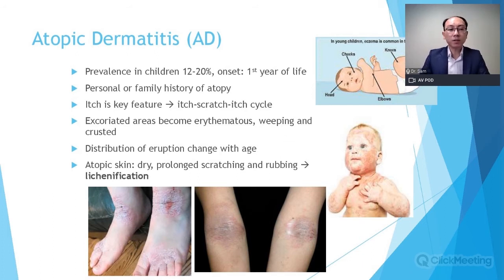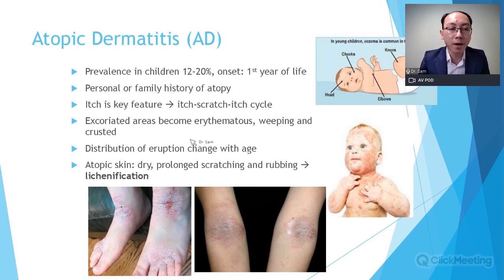Atopic dermatitis normally is multifactorial. It can be due to personal factors, environmental factors, or even genetic factors. Most of the time, these patients may have a strong family history of atopy. So you can ask whether the parents had skin itchiness during childhood, or whether siblings had atopic dermatitis before. Itchiness is a key feature. You will look at the child, scratching around, very uncomfortable. And the itch-scratch cycle is one of the prominent features in atopic dermatitis.